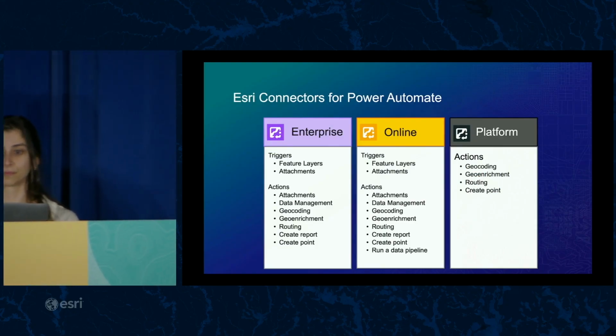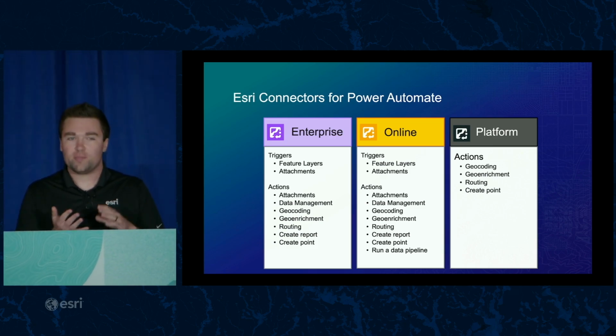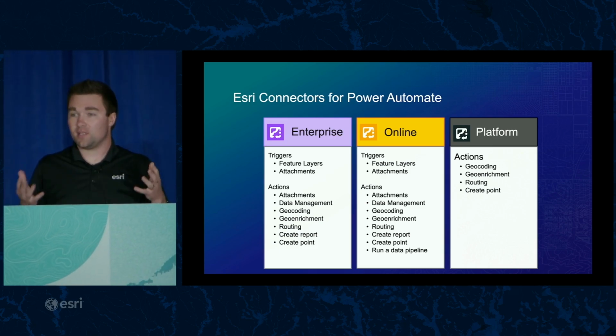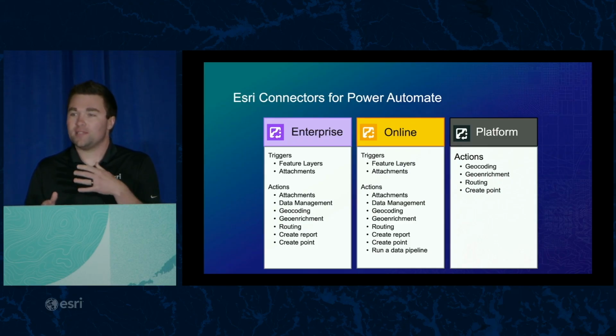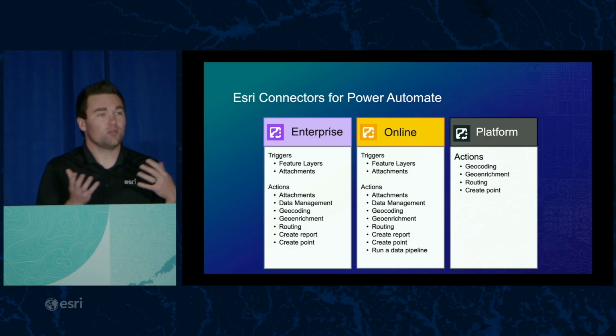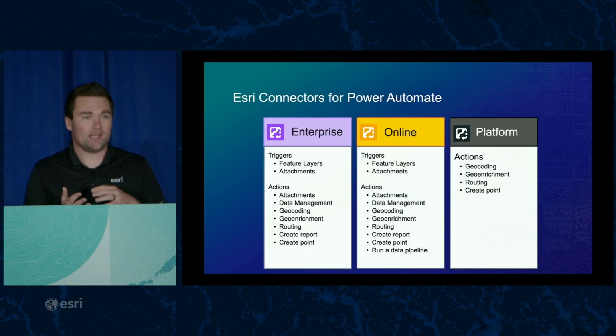Yep. So we have three different types of connectors. We have the ArcGIS Enterprise, ArcGIS Online, as well as the platform connector. And Enterprise and Online have similar workflows. So things like when a record is added or updated in a feature layer, then we'll proceed with doing something in our webhook. Additionally, things like if attachments have been added, deleted, or removed, and then various actions.